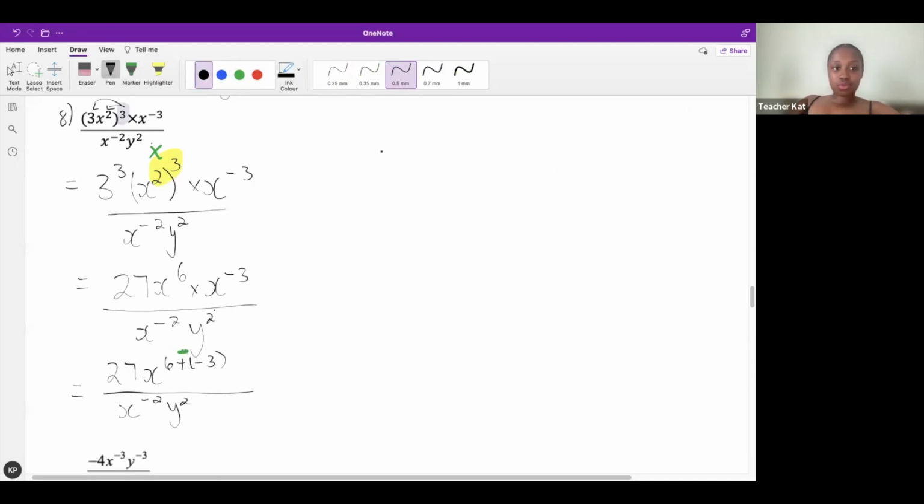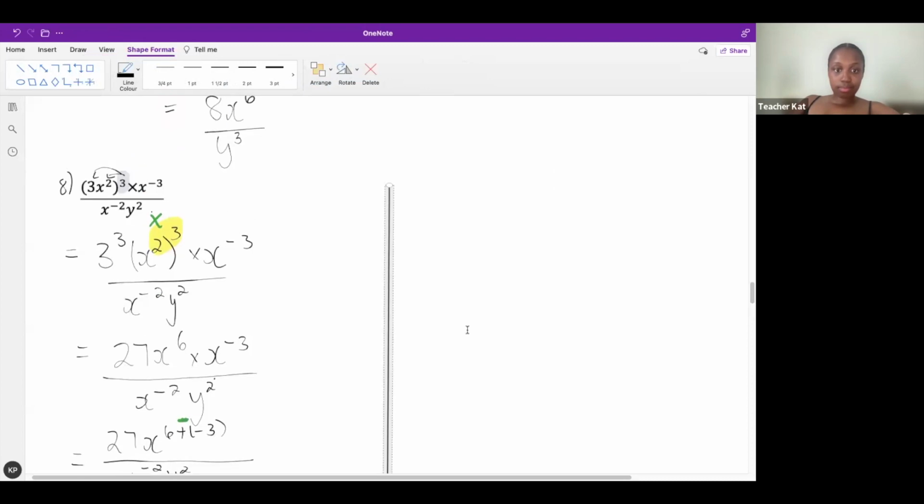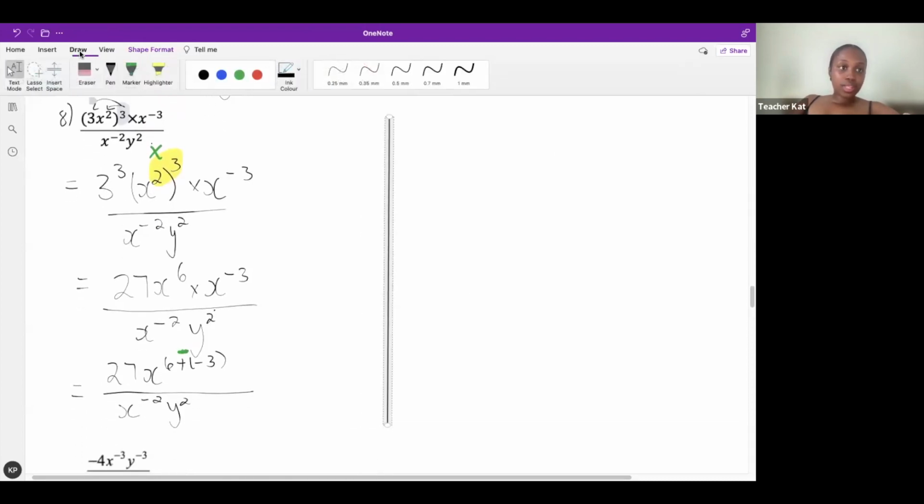So I'm going to continue on this side. I should probably insert a line to show you that I'm on the other side. There we go. I'm going to go on the other side of the line. So this is equals to 27 times x to the power of, what is 6 minus 3? That is 3 over x to the power of negative 2 y squared.